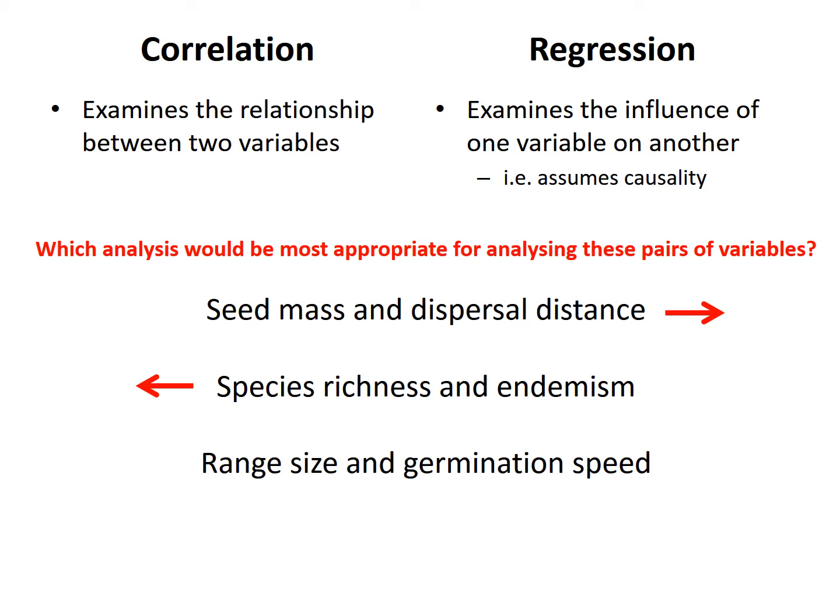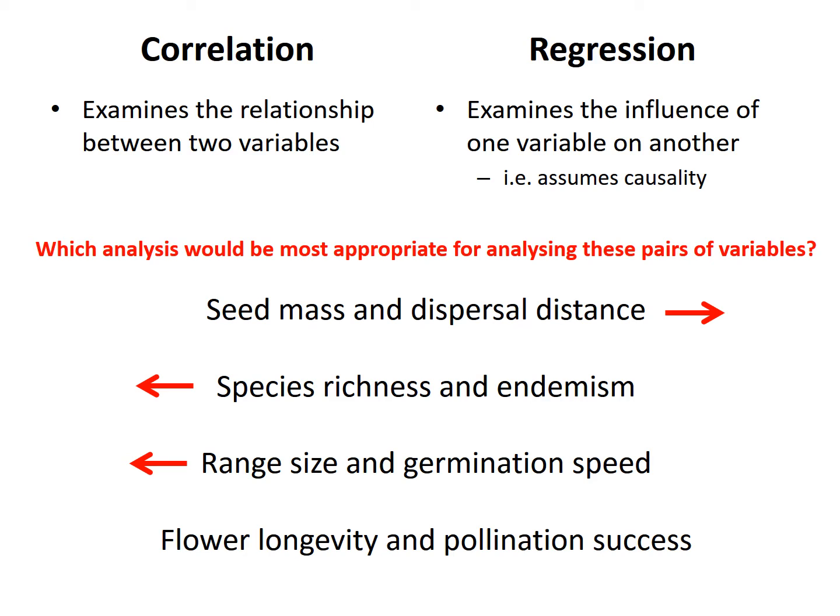What about range size and germination speed? What do you think? I would argue that it's a correlation again that's most suitable, because range size and germination speed don't necessarily directly affect each other. And a final example, flower longevity and pollination success. This would again be a regression, because the longer a flower survives, the greater its chance of pollination success would be. Therefore, there's a causality which we're assuming.